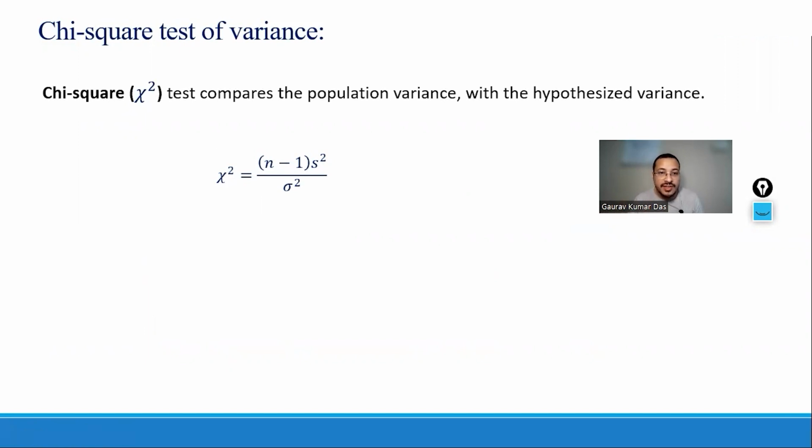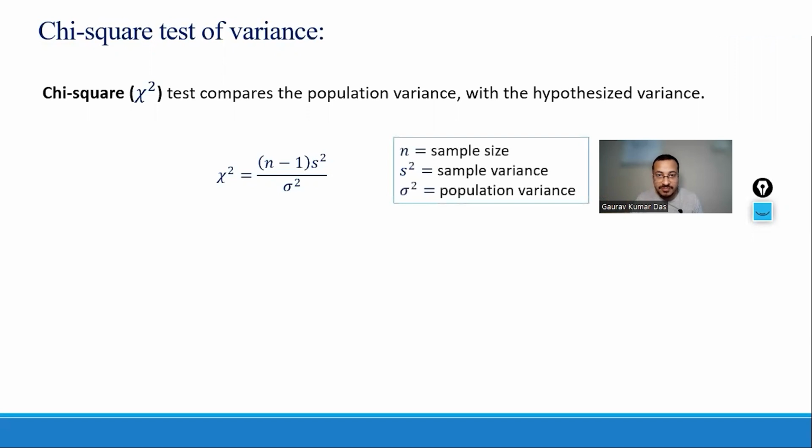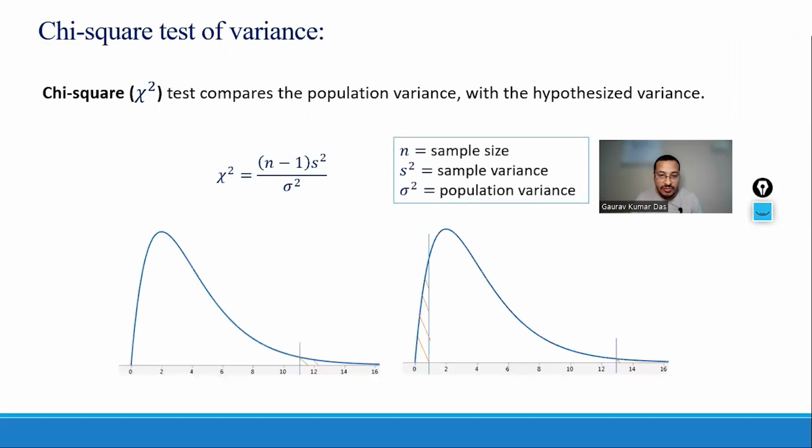This is equal to n minus 1, which is nothing but the degrees of freedom, right? Into sample variance divided by population variance. S square is sample variance, sigma square is population variance, right? Correct. So if I have a one-tailed test it will look like this, and a two-tailed test will look like this.